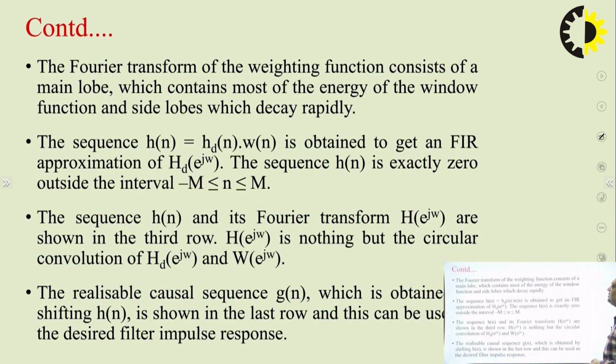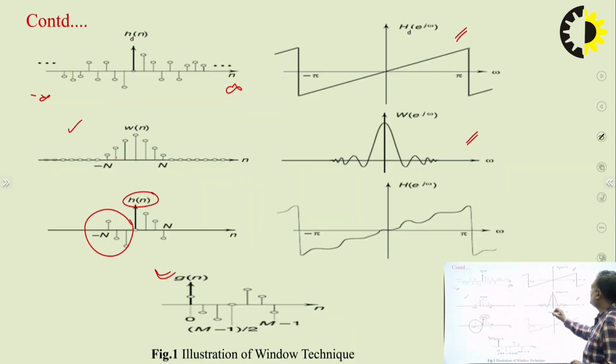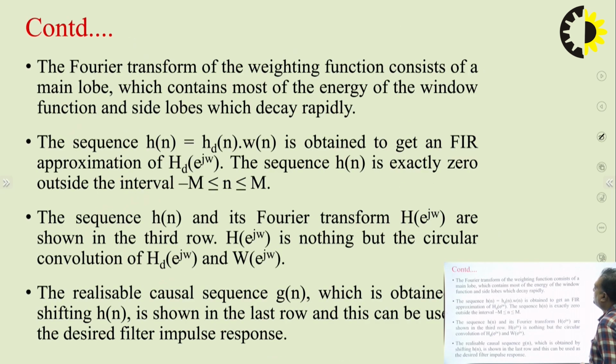Okay. So the Fourier transform of the weighting function consists of a main lobe which contains most of the energy of the window function, and side lobes which decay rapidly. So here you can see this is the frequency response of the window function. You can see this is the main lobe, and others are side lobes. This main lobe is very important because all the energy should be concentrated in this particular main lobe, and these side lobes should not be there. These side lobes are basically the spectral leakage. So we want to choose such a window function wherein most of the energy is concentrated in the main lobe, and these side lobes are almost negligible. Okay.